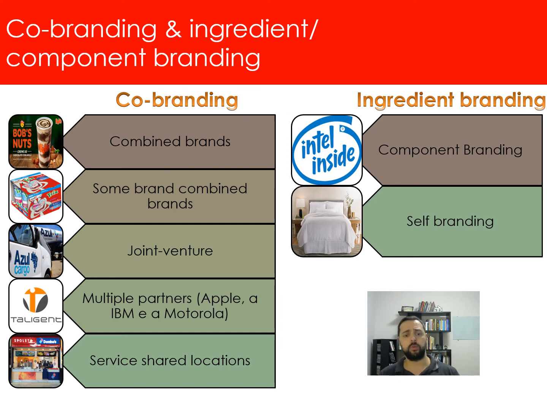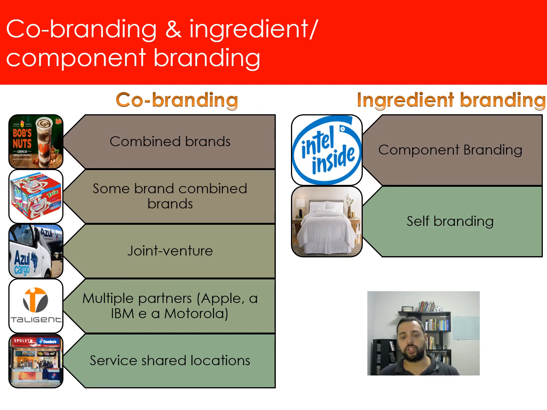Also, you can have multiple partners joining a specific effort. It's very common when you're trying to develop new technology. For instance, this Intelligent company is a merge of Apple, IBM, and Motorola to develop new machine learning and artificial intelligence models and software and applications.